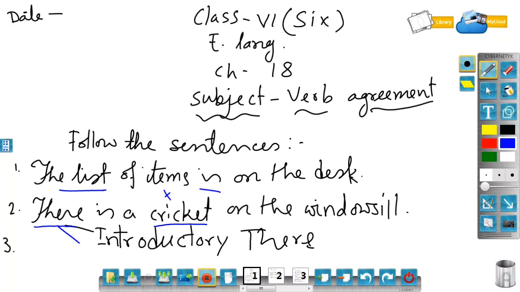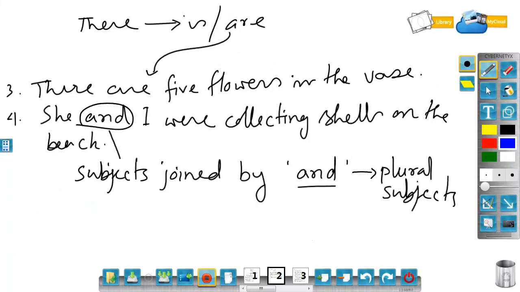A cricket. How many crickets? Means how many insects are there? That is only one cricket. One cricket is on the windowsill. So there is followed by is. In the third sentence, there are 5 flowers in the vase. You look at this sentence here. There is followed by are because the real subject is 5 flowers.